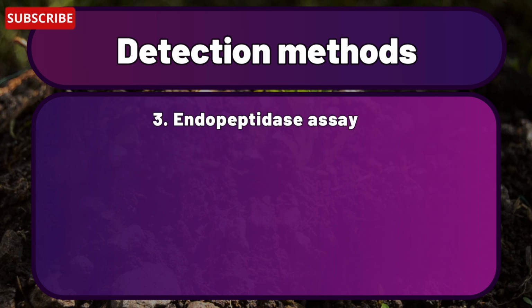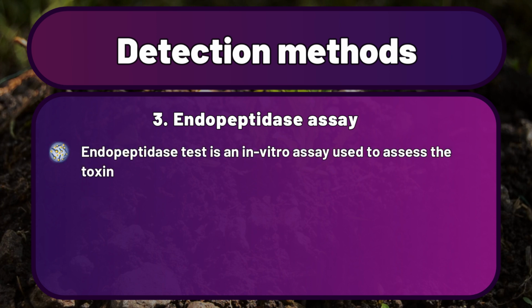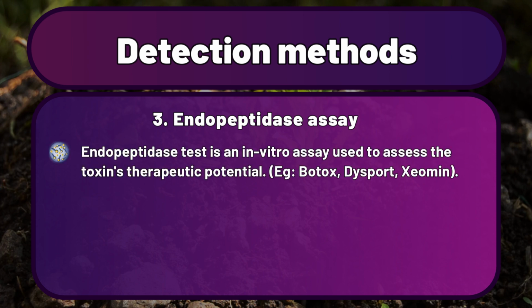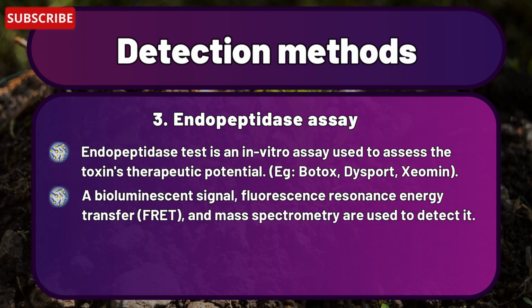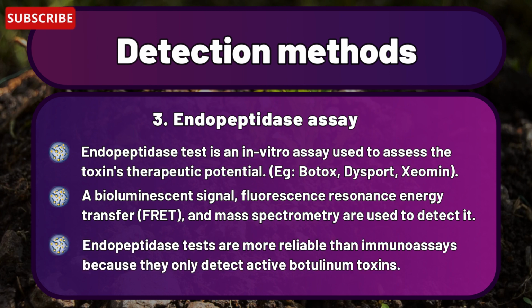Number 3. Endopeptidase assay. The endopeptidase test is an in vitro assay used to assess the toxin's therapeutic potential. Example: Botox, Dysport, Xeomin. A bioluminescent signal, fluorescence resonance energy transfer, and mass spectrometry are used to detect it. Endopeptidase tests are more reliable than immunoassays because they only detect active botulinum toxins.